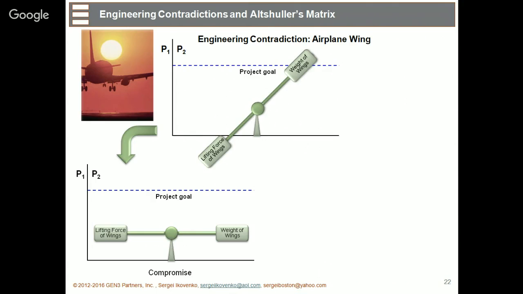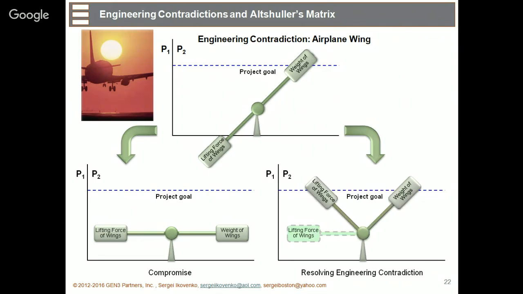When we use the contradiction matrix, the tool that resolves the engineering contradiction, not just optimizes, we get a picture where improving one parameter does not jeopardize the other, and sometimes improving one parameter actually improves the second parameter as well. That is very, very counterintuitive. Sometimes engineers even don't believe that it is possible. But using the contradiction matrix and the inventive principles that it recommends can help us to achieve it.